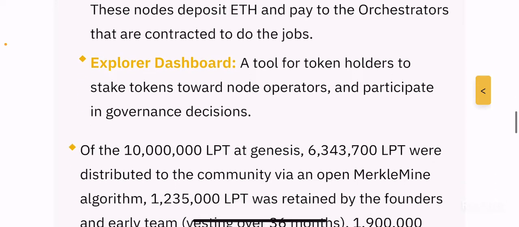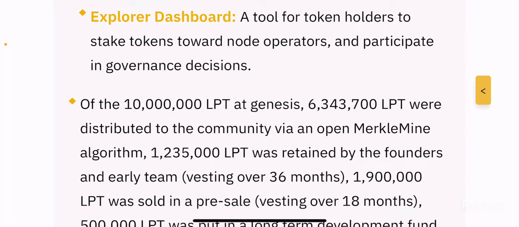Explorer dashboard, a tool for token holders to stake tokens towards node operators and participate in governance decisions. Again, you often have a dashboard on a platform, and for Livepeer it's going to be called the Explorer dashboard. This is basically a tool for people who hold the Livepeer token in order to stake towards node operations as well as to participate in governance decisions, right?